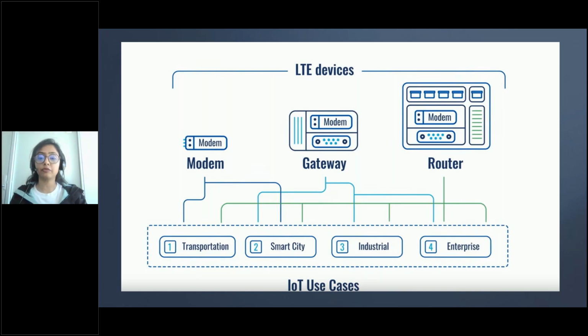Followed by, we have routers, which include all of the features of previous devices. They have more connectivity options, more ports, advanced software, security features, and in general, faster hardware. Thus, this makes them more universal. This can be used in any use case, such as enterprise, retail, smart city, transportation, industrial, automation, and many others.